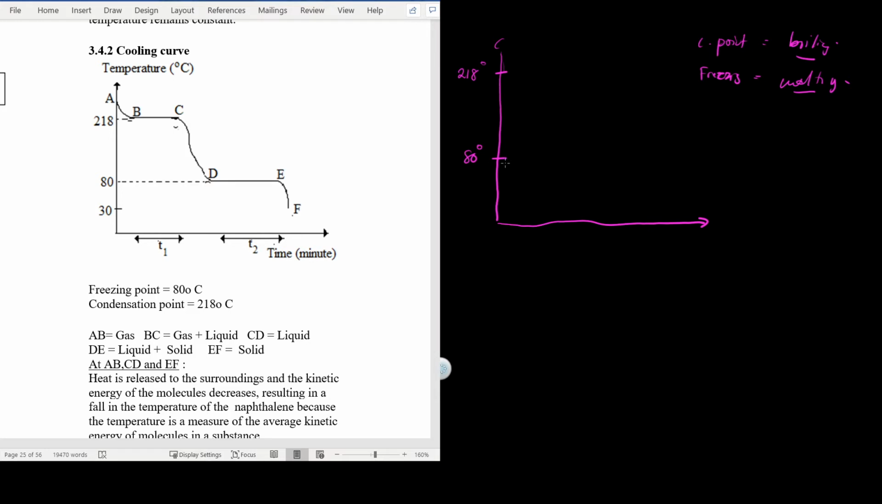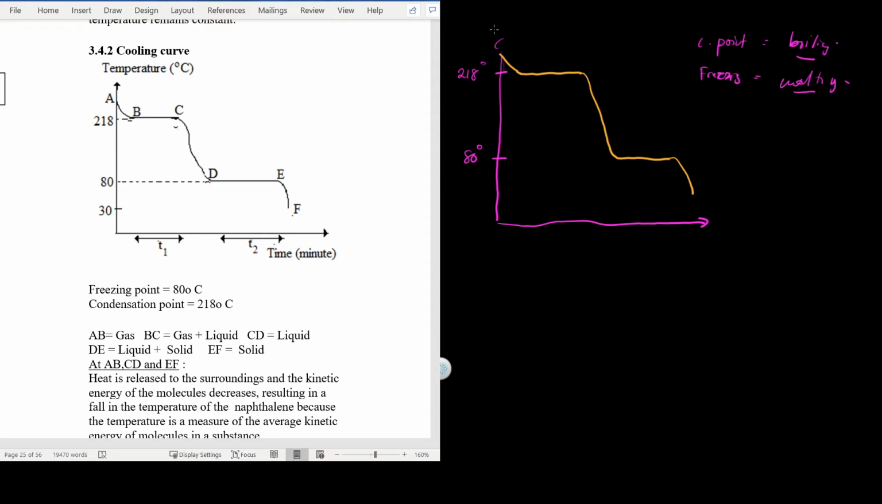So what we have here is the freezing point of naphthalene, and this is the condensation point or the boiling point of naphthalene, which is equal to 218 degrees Celsius. And then the curve will look like this. Temperature decreases, flat, and then temperature decreases, and then flat, and then keeps decreasing.